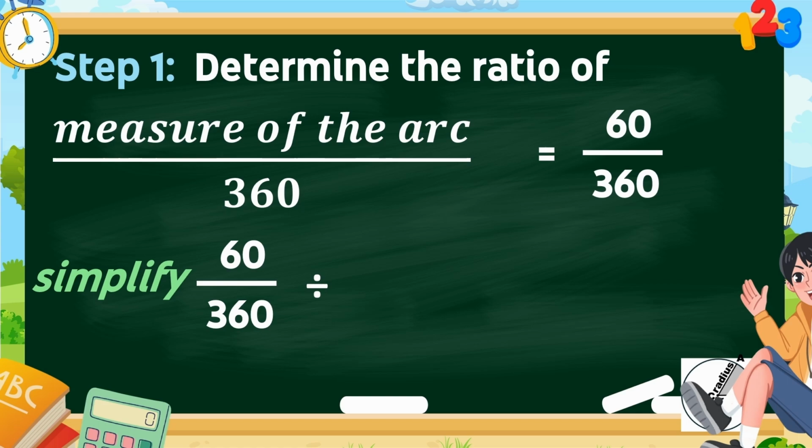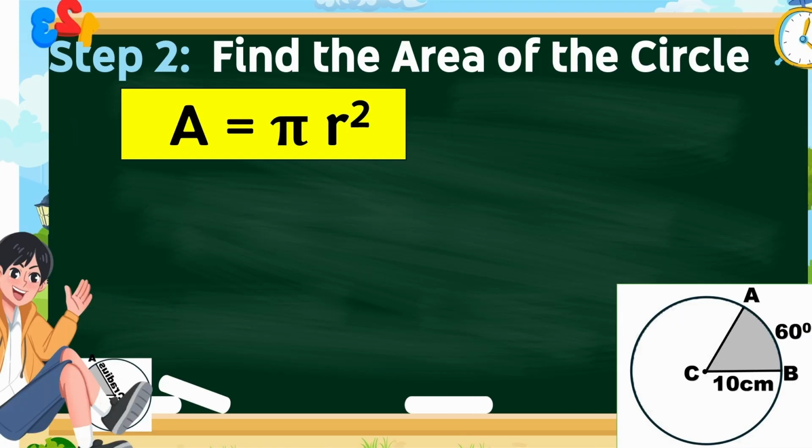So we divide by the greatest common factor, which is 60. 60 divided by 60, the answer is 1. And 360 divided by 60, the answer is 6. Therefore, the equivalent of 60 over 360 is 1 over 6. The simplest form is 1 over 6. And for step number 2, we're going to find the area of the circle.